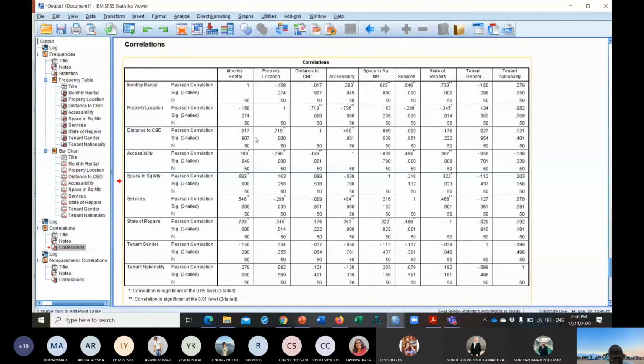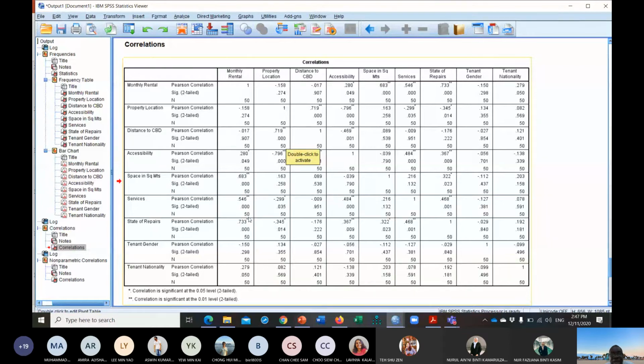But showing that it is significant, you see it is flagged. And as I told you about the p-value, we will discover that the p-value is far, far less than 0.05. And that shows significance. Another one that we can look at is the state of repairs. When you look at the state of repairs and monthly rental, there is a positive relationship, which is significant. What does this say?